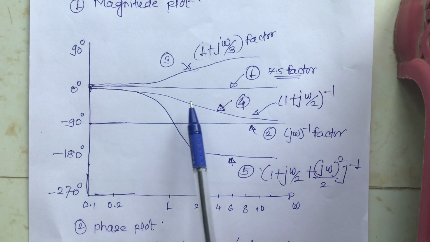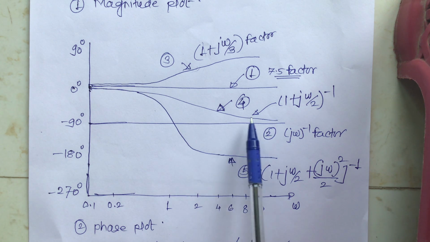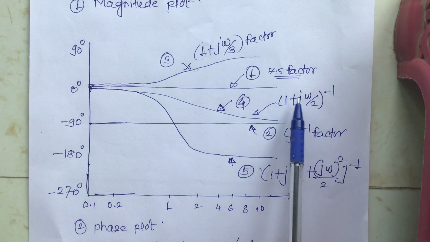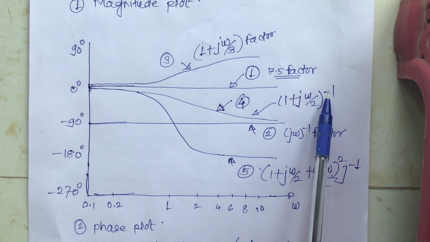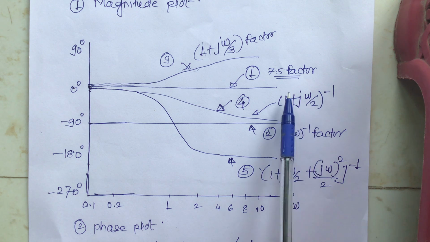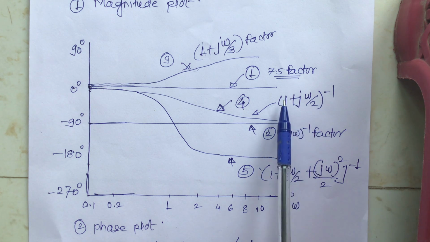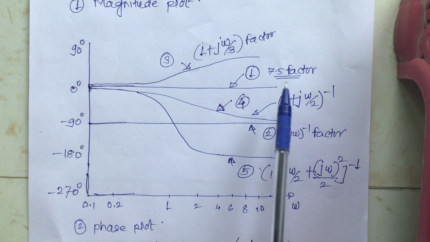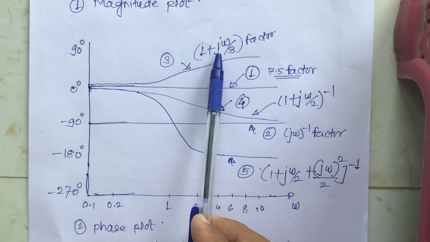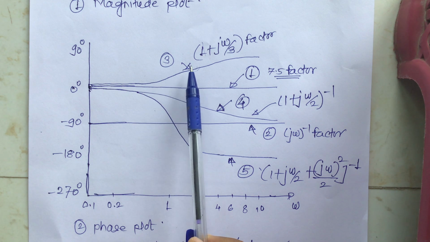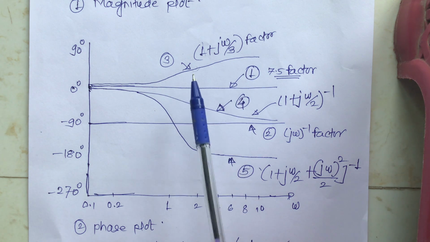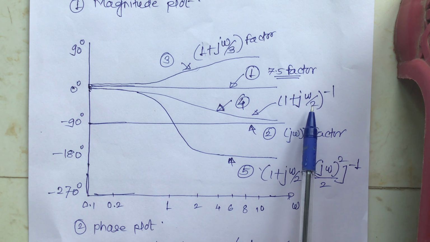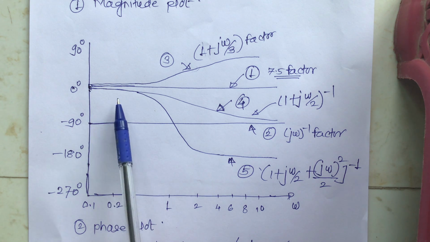The phase angle for the fourth factor is this. How can we find the phase angle? It is minus tan inverse of omega by 2, because this is a pole, that is why it is a negative sign. The zero has a positive angle, while the pole has a negative angle.